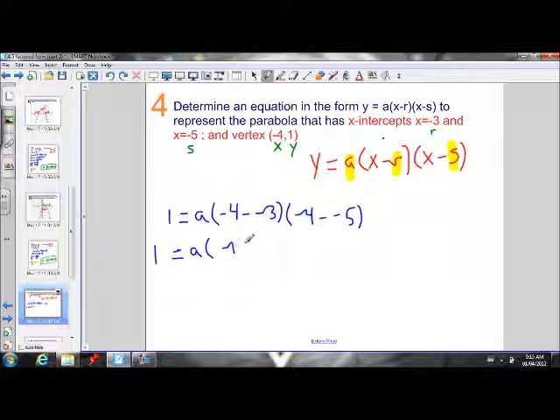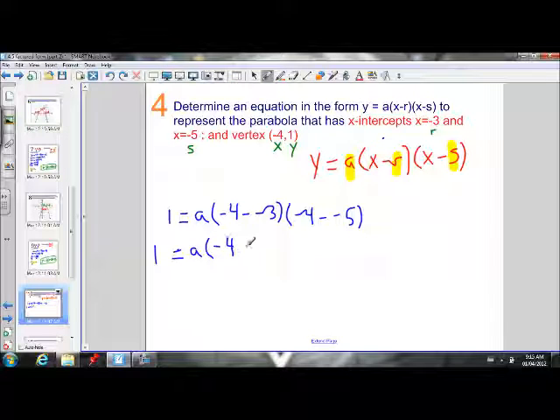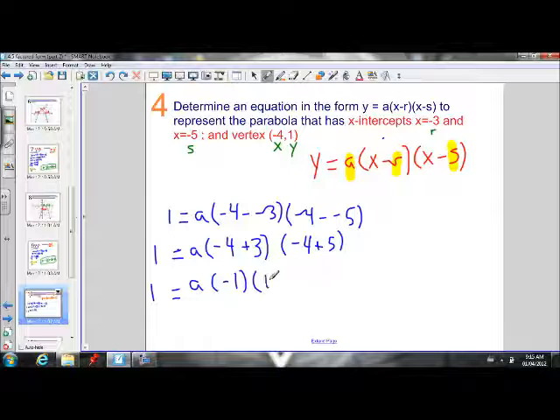You should get -1. Oh, let me just go through and I won't skip any steps here. So -4 minus -3 is -4 plus 3. -4 minus -5 is -4 plus 5. Good. So I now have 1 equals a. -4 plus 3 is -1. -4 plus 5 is 1.